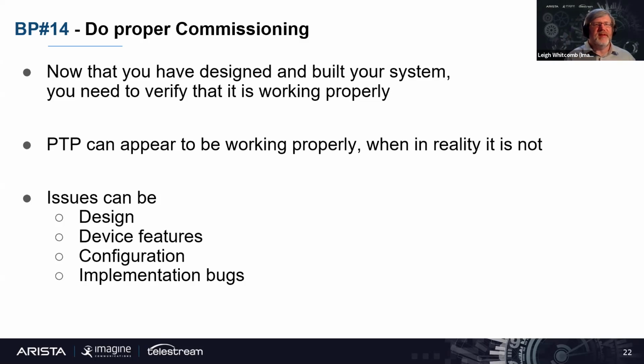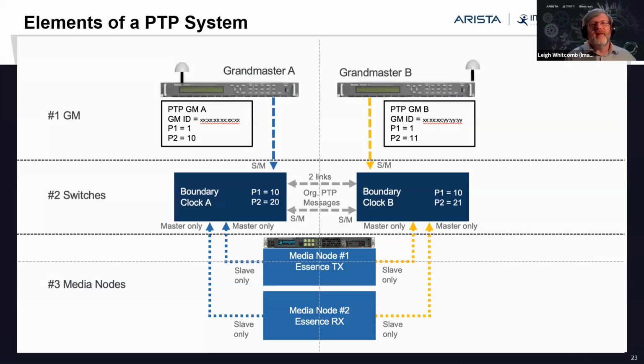And these issues can be because of mistakes in your original design. Some devices may be missing features you expect. There may be configuration errors, or there could even be implementation bugs. We've seen all of the above. When you're looking at a PTP system, there are basically 3 main elements. And you'll also notice that these are matched to the 3 companies doing this presentation. And you have media nodes. And these are the 3 key elements of your PTP system.